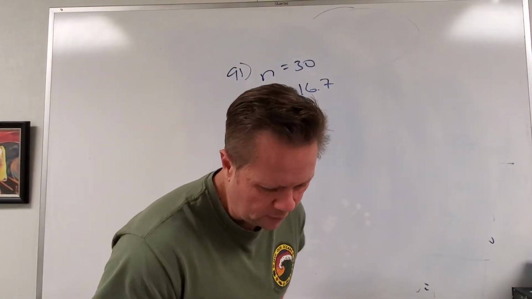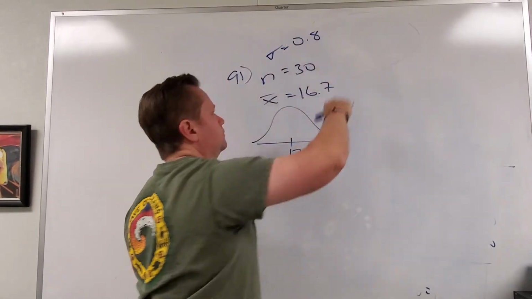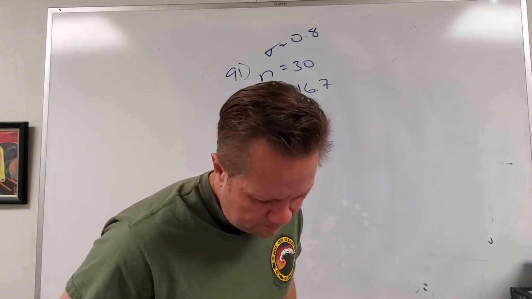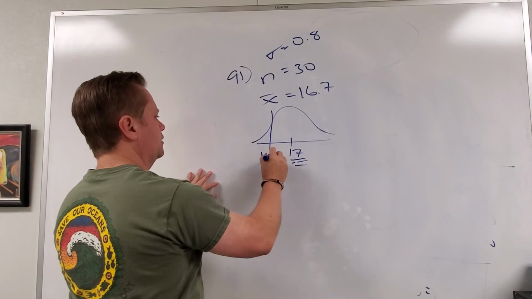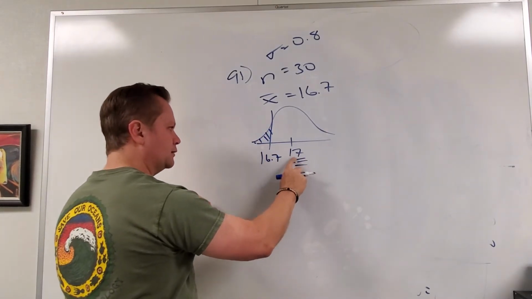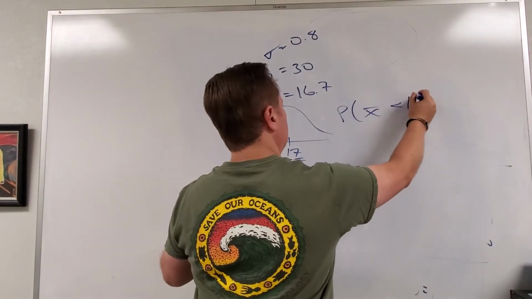So let me see what else they tell us. Oh yeah, from the beginning we knew that sigma is 0.8. What else we got here? Okay, so the real question is, what's the probability that we would get something way down here? If their claim is correct, what's the probability that we get a sample less than 16.7?